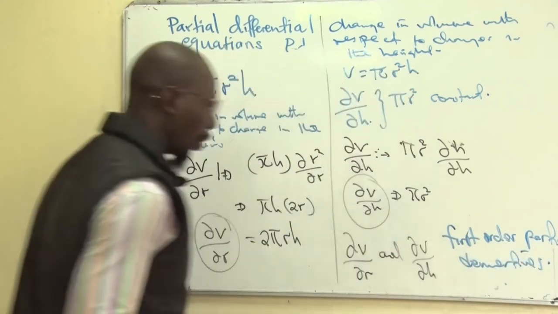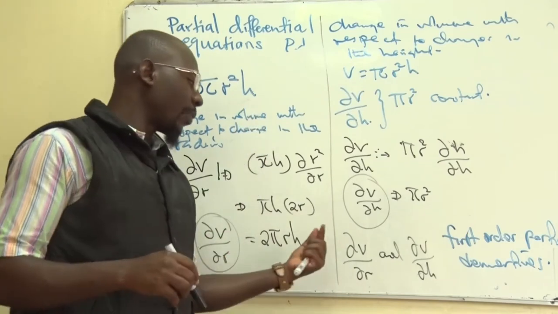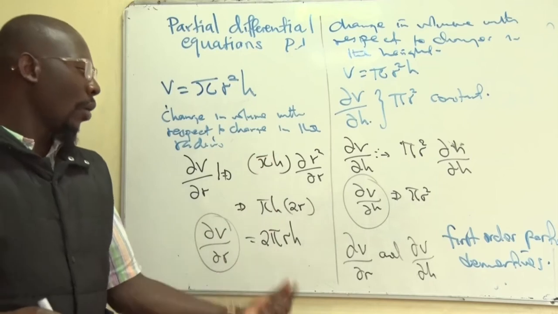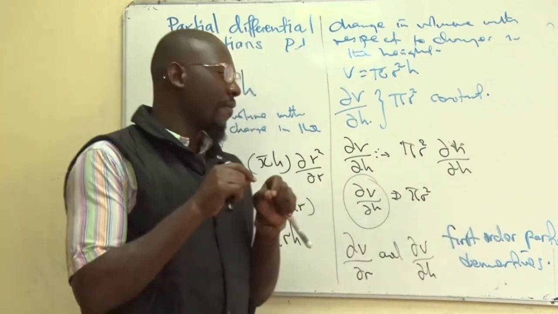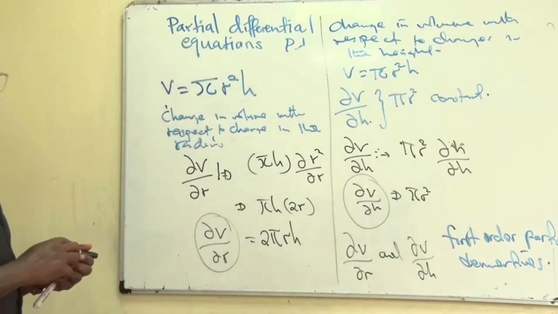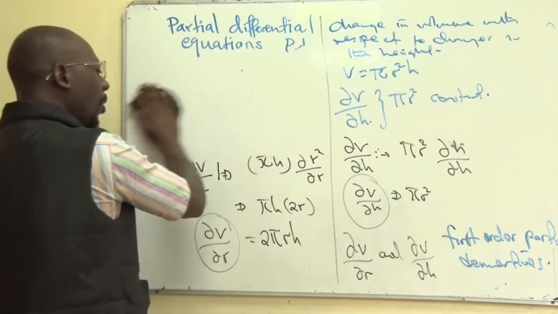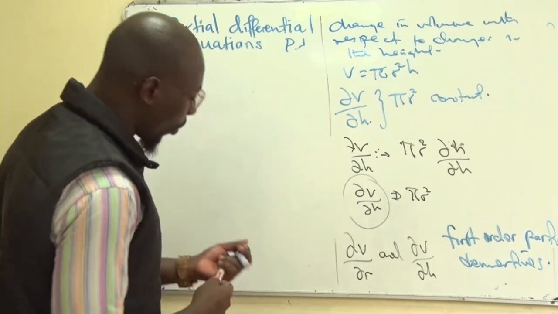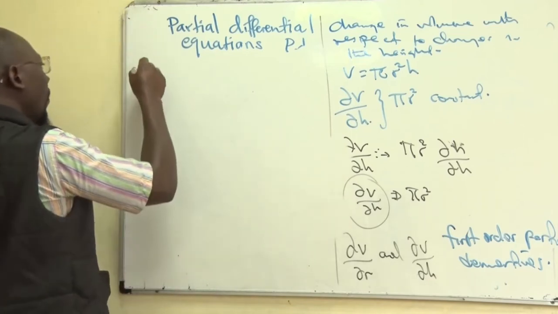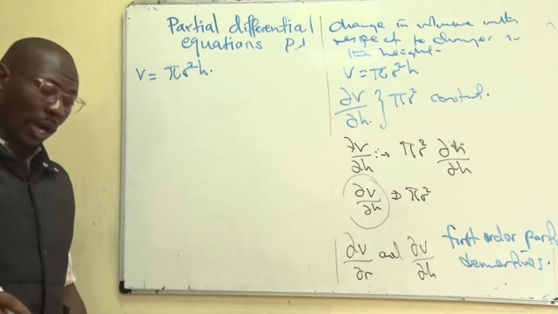First order partial derivatives. So we've only differentiated the volume with respect to radius once. We also differentiated the volume with respect to h once. So we call them first order partial derivatives. Again, if you have a function that varies with two variables, for example, our volume here varies as r squared and h, where pi is our constant.